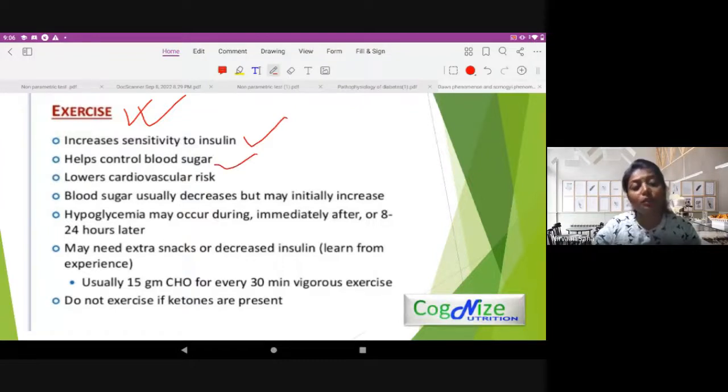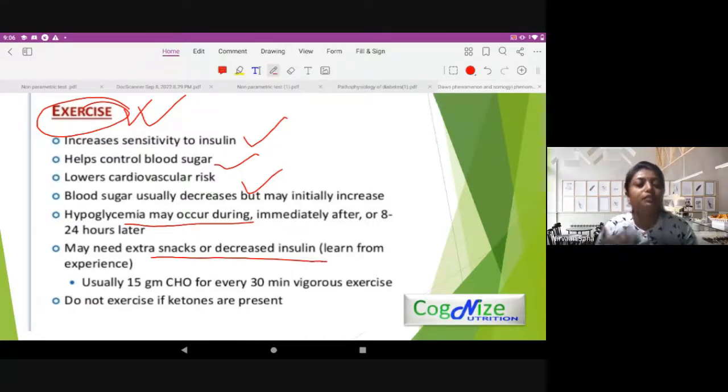It will also control the blood glucose level. It will make the cardiovascular system better. And definitely, you will find that initial hypoglycemia will happen, because like you know that after exercise hypoglycemia will happen, but then slowly the snacking and the insulin levels will balance the amount of glucose in the body. But you have to remember that if there are ketones present in the body, if the body is already in ketosis, then the person should or should not go for exercise.